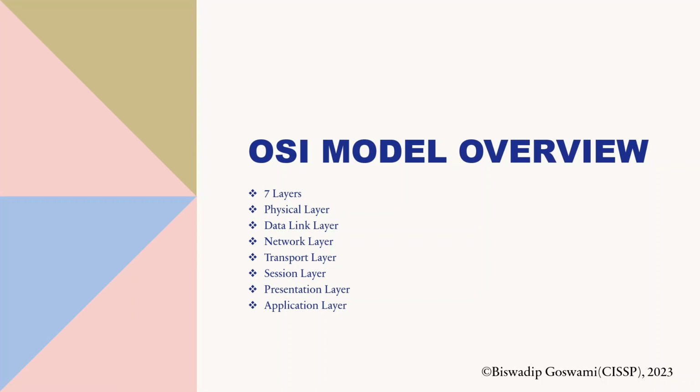Network layer. This layer is responsible for routing data between networks. It provides logical addressing and routing services and is responsible for packet forwarding and congestion control. An example of a network layer device is a router. Transport layer. This layer is responsible for providing reliable data transfer between end to end nodes. It ensures that data is transmitted without errors and in the correct order. An example of a transport layer protocol is TCP or Transmission Control Protocol.